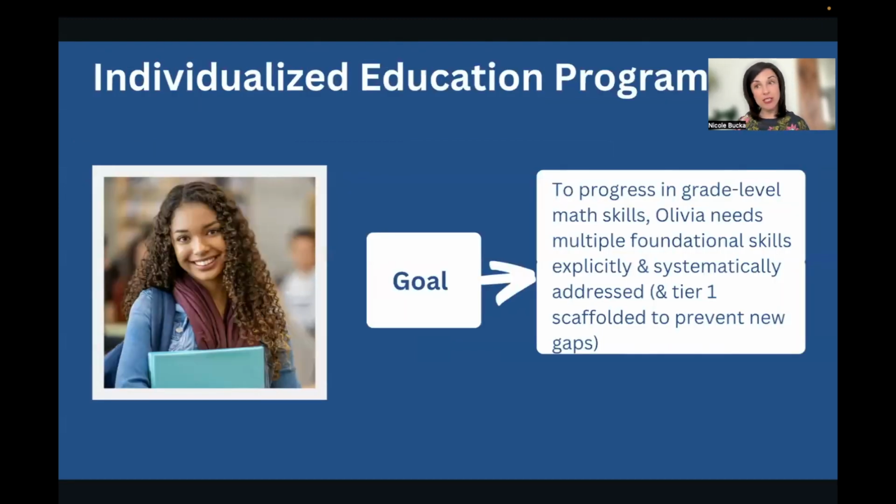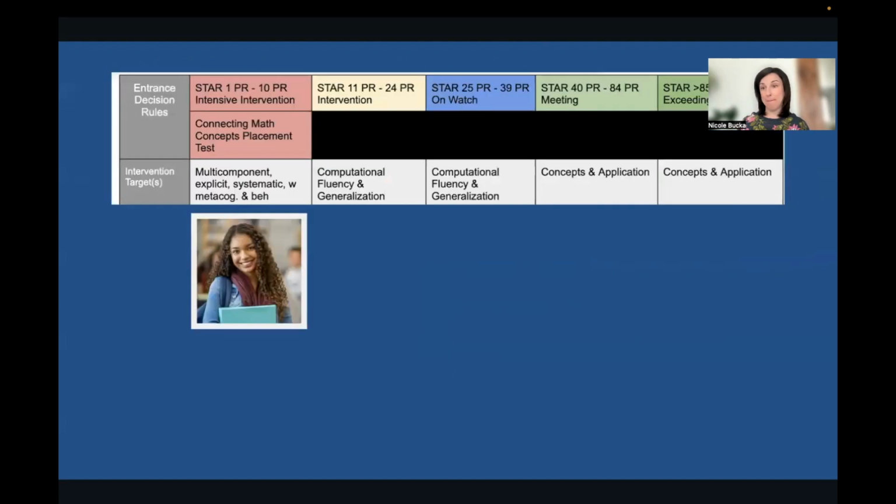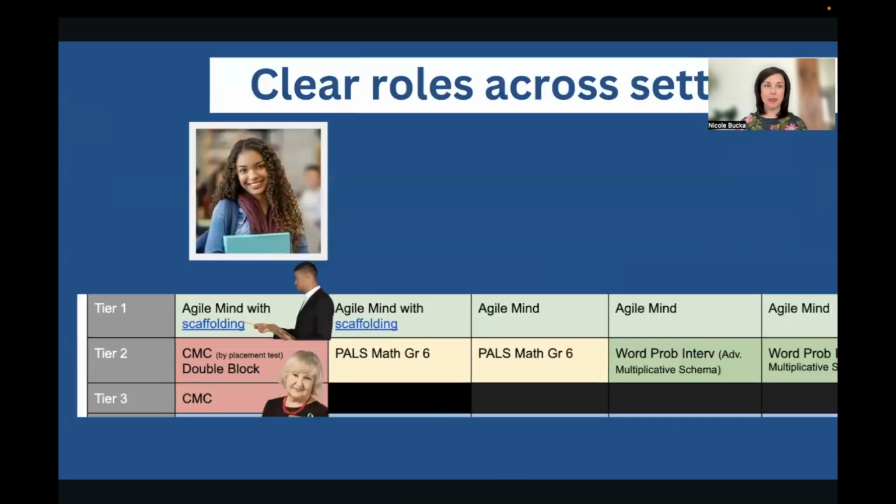Next, an IEP would say, okay, if we have a need from the present levels, then we need a goal. What would be the goal if she's at the 10th percentile consistently? Well, we would write this. To progress in grade level math skills, Olivia needs multiple foundational skills explicitly and systematically addressed, and she needs Tier 1 scaffolded to prevent new gaps. Remember the map? Hopefully you're seeing here how the map can help us do even better by students with disabilities, right? Making it a more data-driven and robust system.